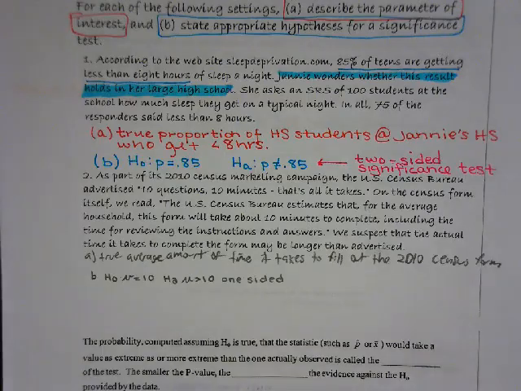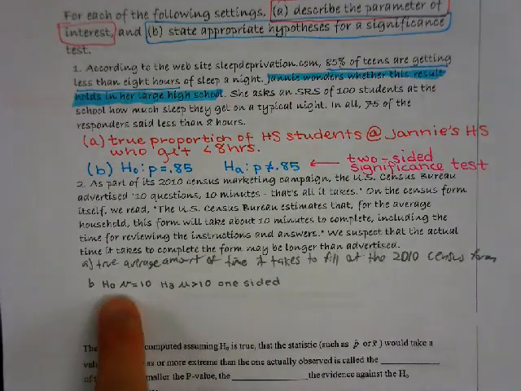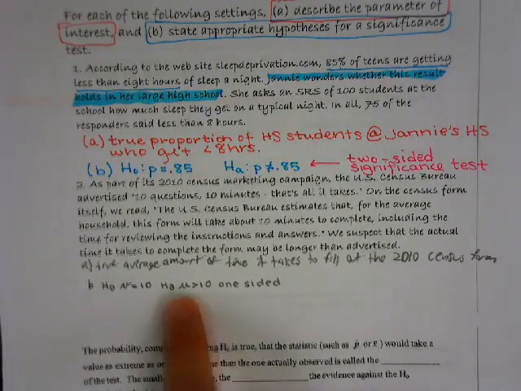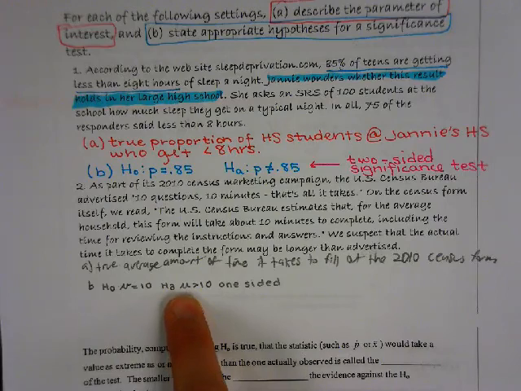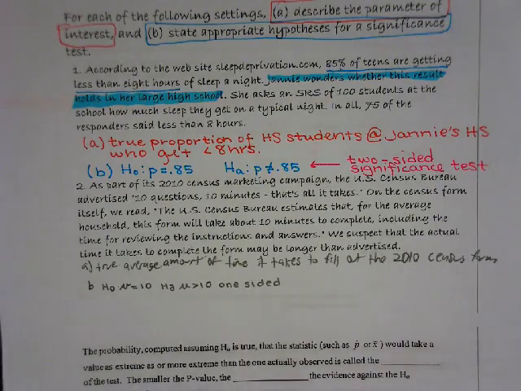All right, so H null: mu is equal to 10. HA: mu is greater than 10. Since we're looking at greater than 10, that means it's a one-sided significance test.